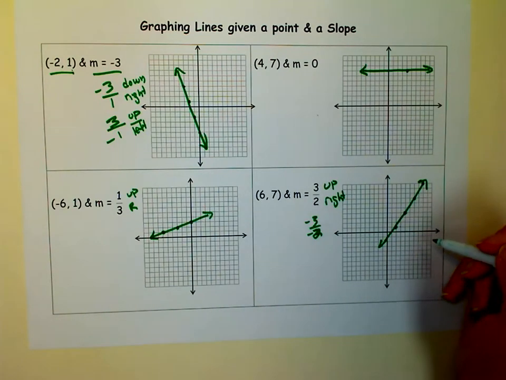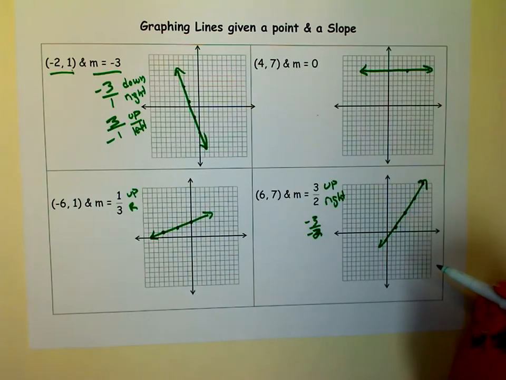If we were writing an equation from the line, we'd want to know where the y-intercept was so that we could get it in slope-intercept form. But right now we're just graphing.